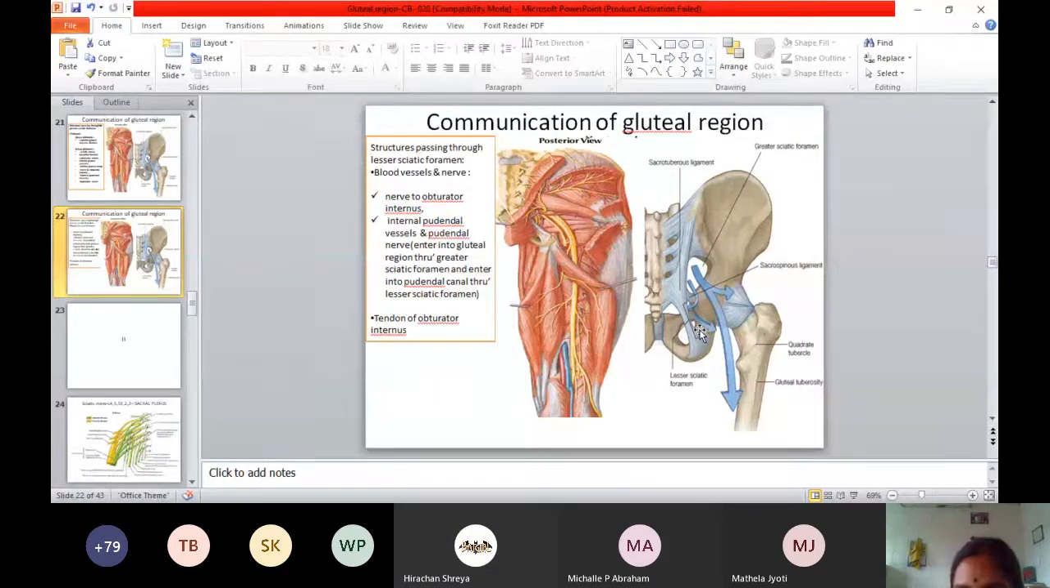Besides this, the structure entering the gluteal region through the lesser sciatic foramen is a muscle tendon, the tendon of one muscle which lies in between. Can you say the name of this tendon? Tendon of obturator internus. Above this is which muscle? Superior gemellus. Superior means above, gemellus means twin. So there are two twins related to the tendon of obturator internus. The upper twin is known as superior gemellus, and the lower twin is known as inferior gemellus.